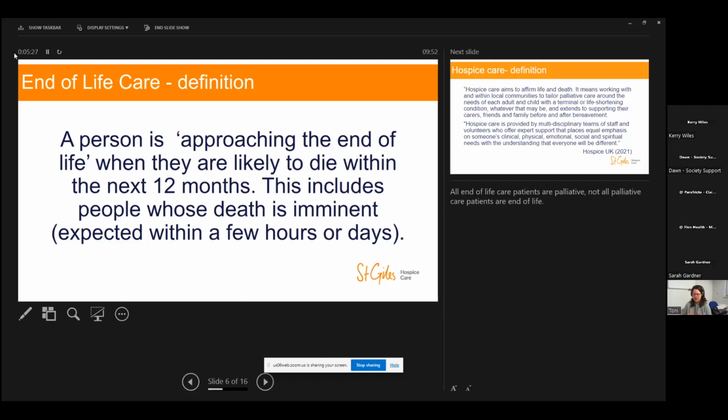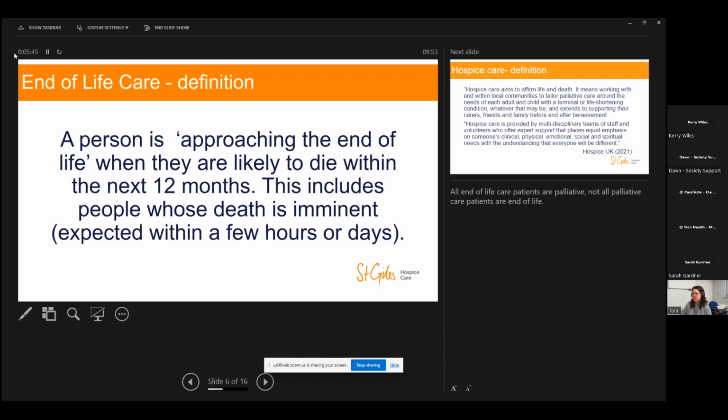So when you're thinking about your palliative patients, it would always be useful to think, and we use the surprise question, would I be surprised if this person died in the next 12 months? And if your answer is no, I wouldn't be surprised, then actually you can consider them as end of life.